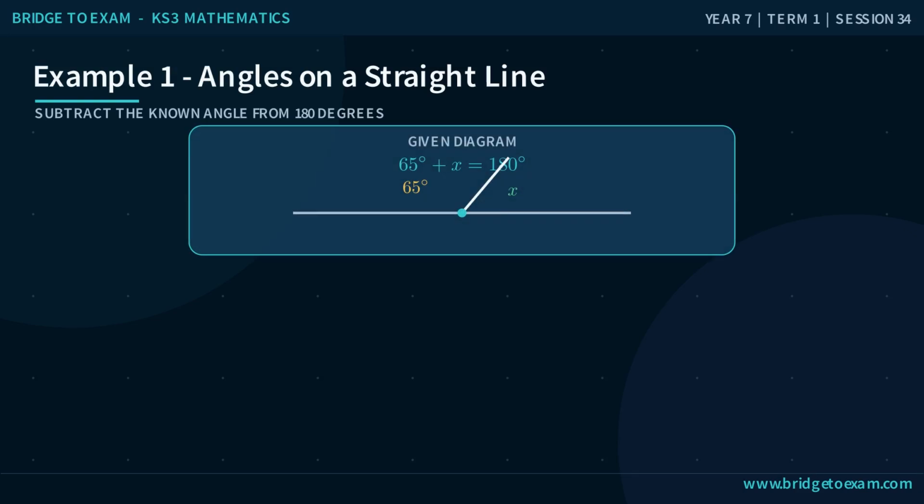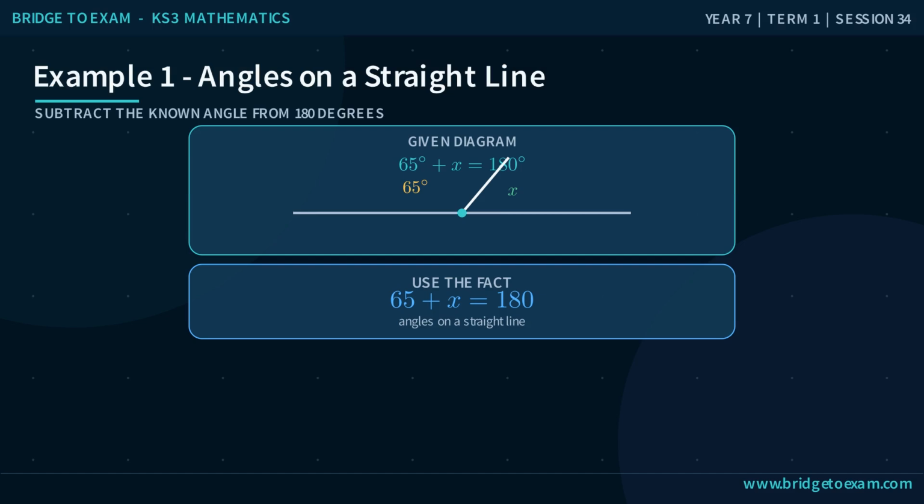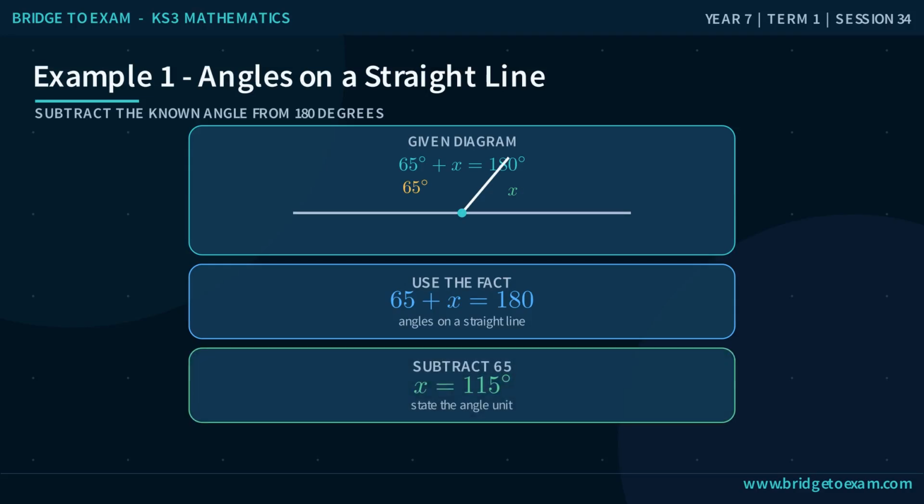A straight line is split into 65 degrees and x degrees. Angles on a straight line total 180, so 65 plus x equals 180. Subtract 65. X equals 115 degrees.